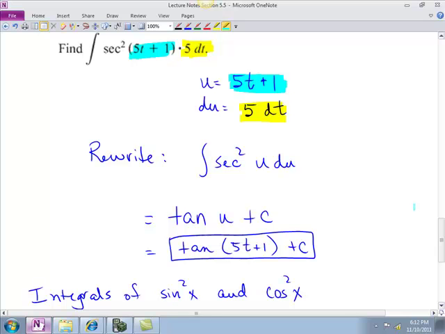Well, anytime you take the integral, this du is going away, because you're going from derivative back to the original function. Okay.